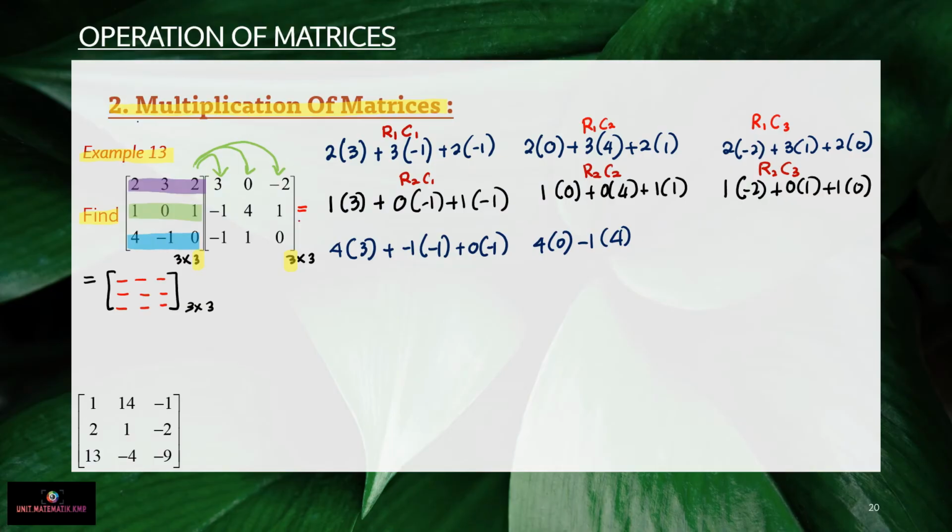Okay, 0, 1, 4, negative 2, minus 1. Okay, minus 1, 1 plus 0, 0. Okay, so what is this? This is R3C1, R3C2, R3C3. Okay, what you can see from here, what we can conclude, the value for each column is the same.